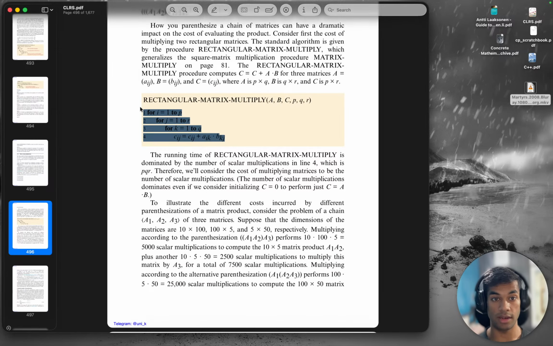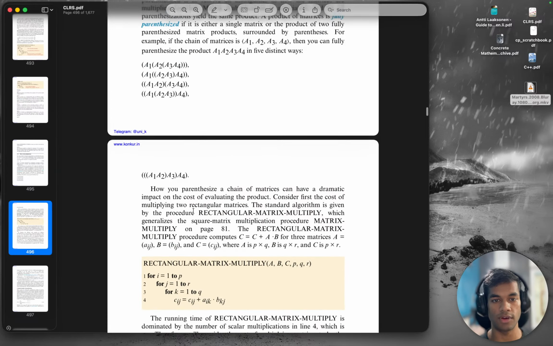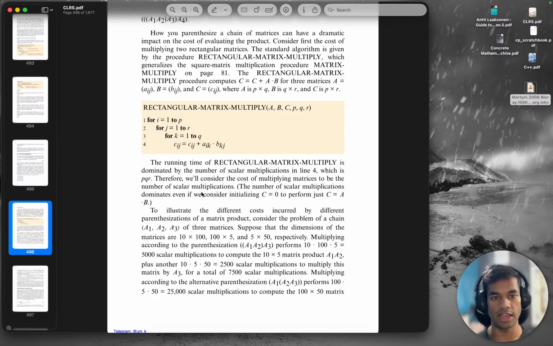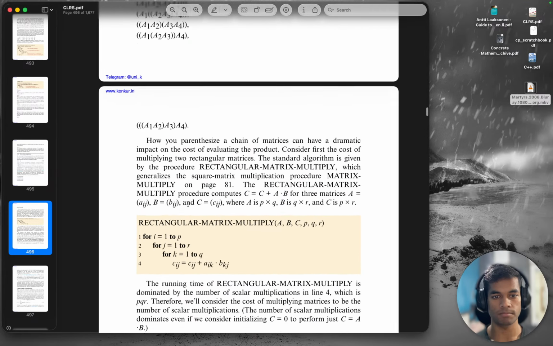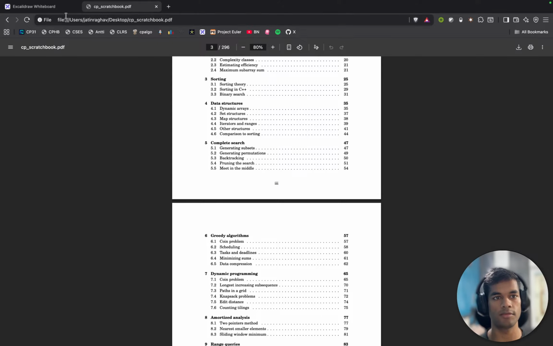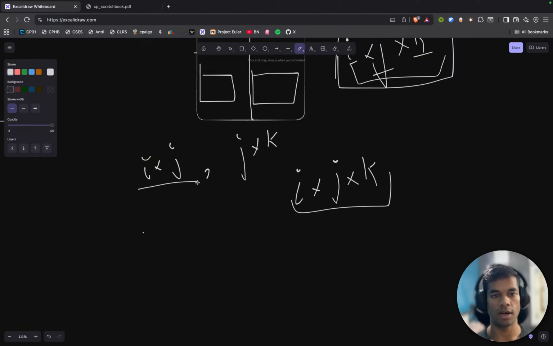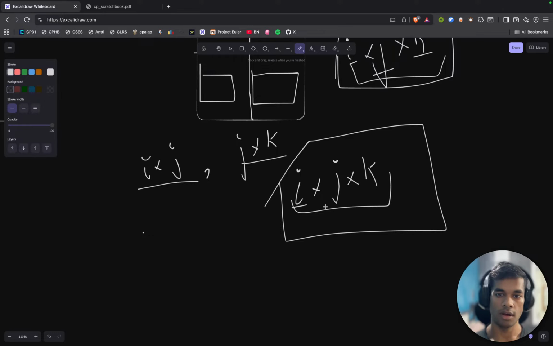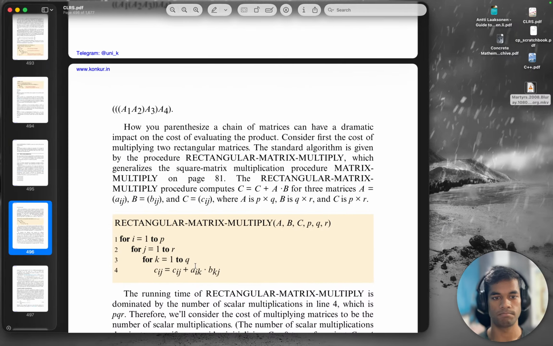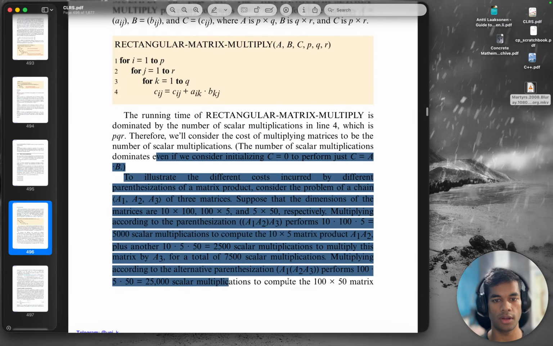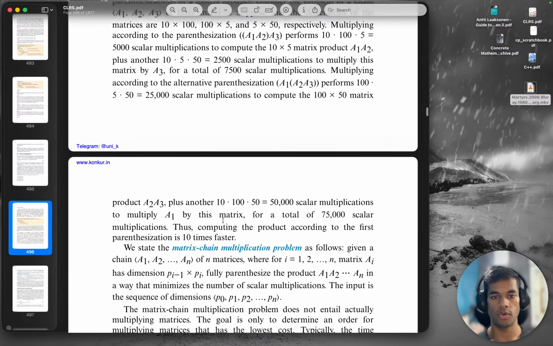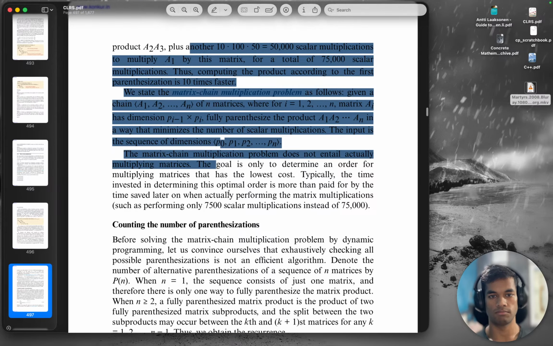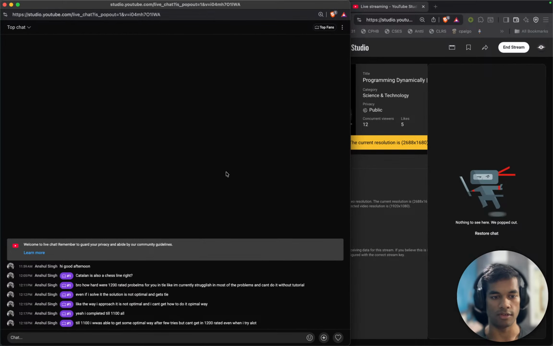And defining this order in different ways can change the number of scalar multiplications. When you multiply two matrices of size i by j and j by k, the total number of scalar multiplications is going to be i into j into k, and we want to minimize that total number of scalar multiplications.